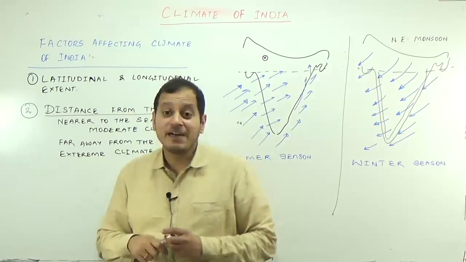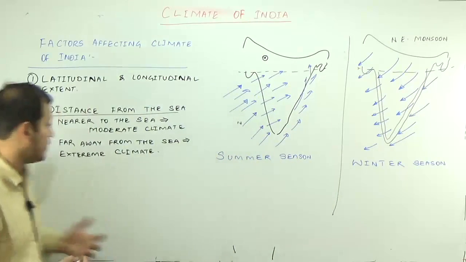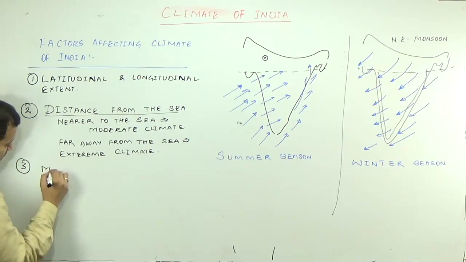The third factor is the mountain ranges in India, or the relief features of India. The third factor which affects the climate of India is the mountain ranges.